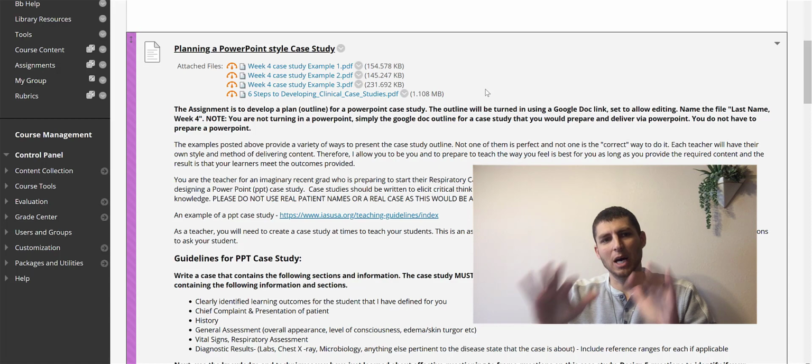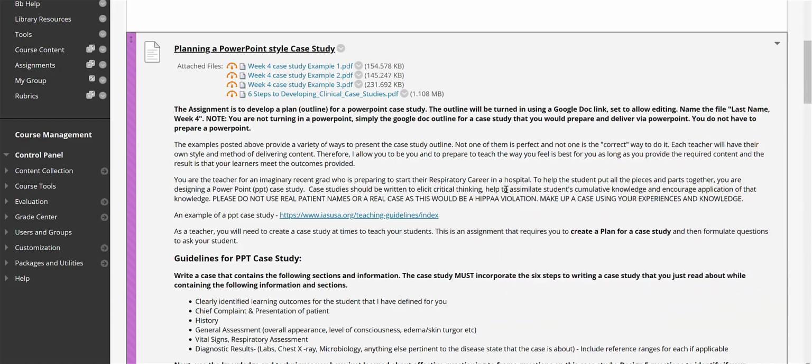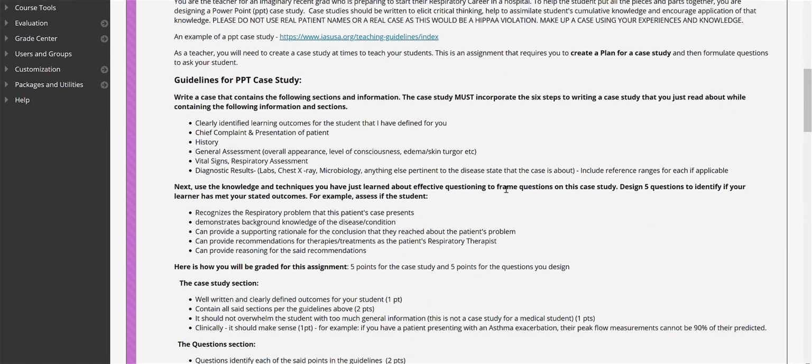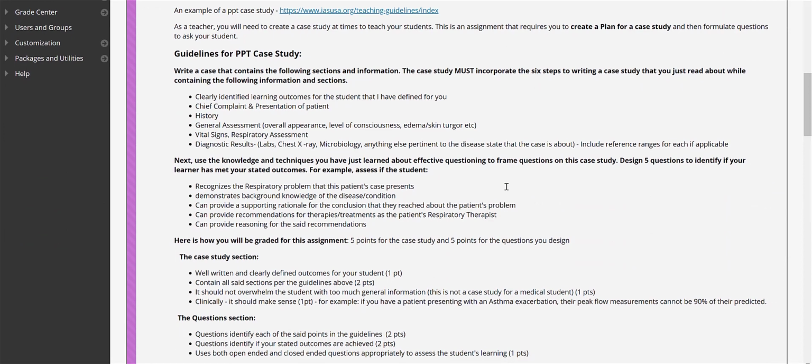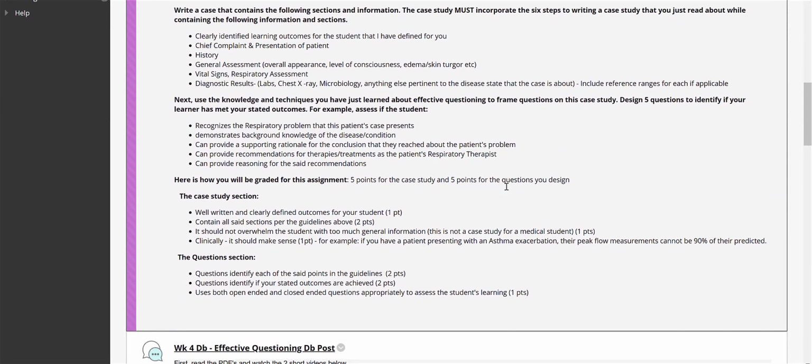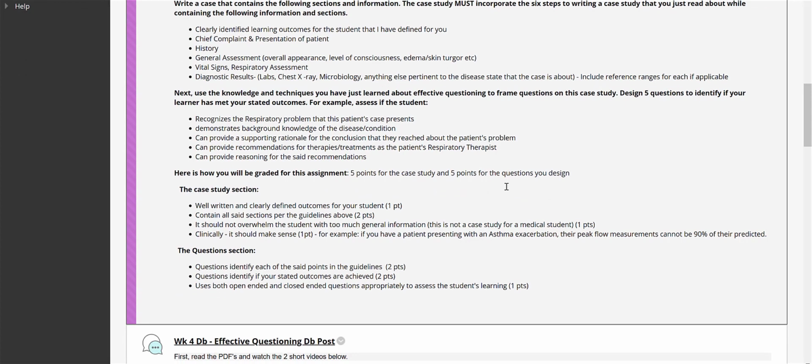There's lots of information in this module. The guidelines are all listed. If you have any questions, please let me know, ask me in advance, go to the study hall and let me know what you're thinking. And you'll see information on how I'm going to grade the case study and where the points are going to be. Okay, so enough about the case study.